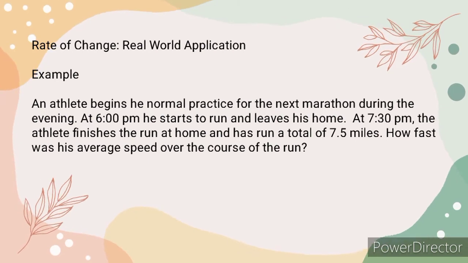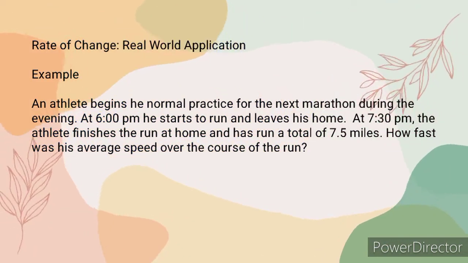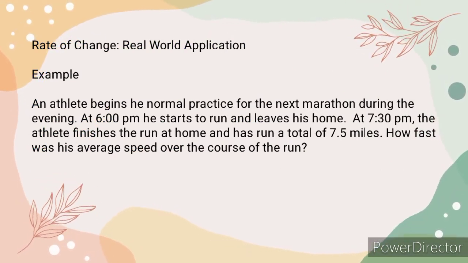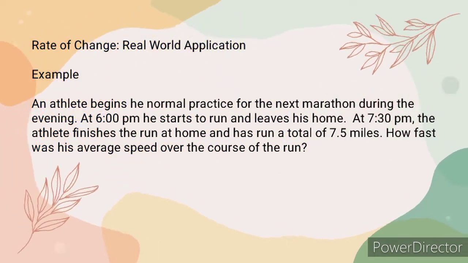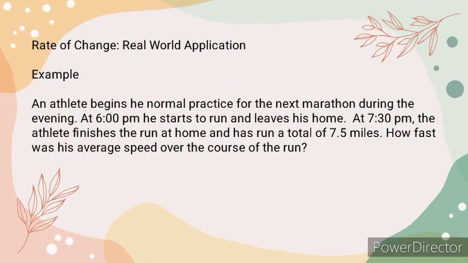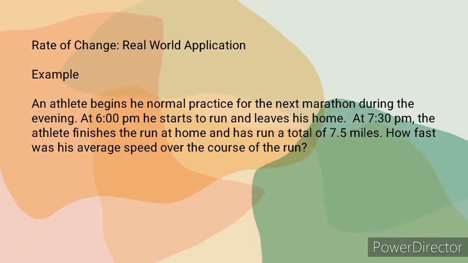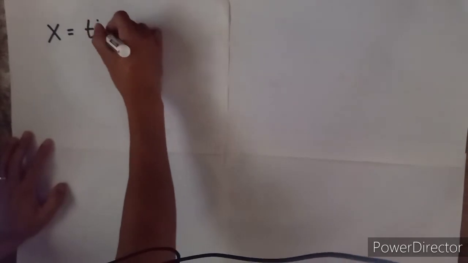Let's have an example. An athlete begins his normal practice for the next marathon during the evening. At 6 p.m., he starts to run and leaves his home. At 7:30 p.m., the athlete finishes the run at home and has run a total of 7.5 miles. How fast was his average speed over the course of the run? In this example, the rate of change is the speed of his run, which is distance over time.